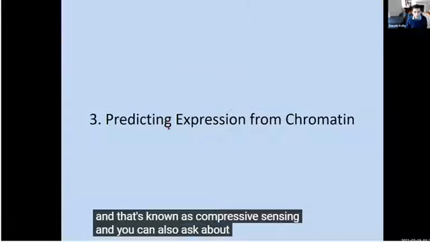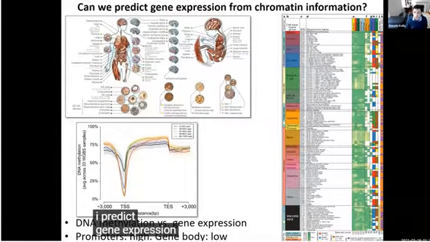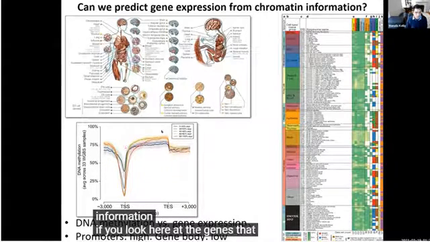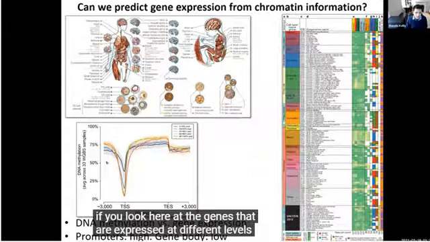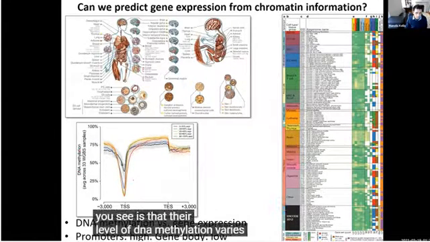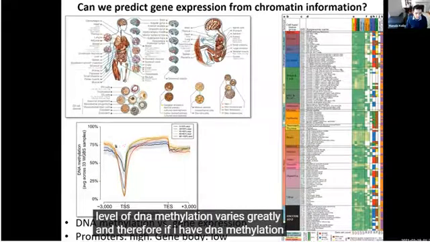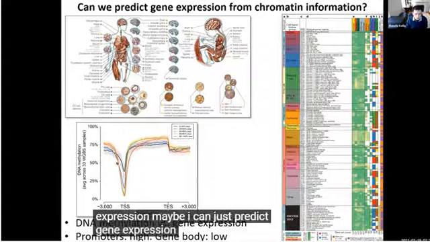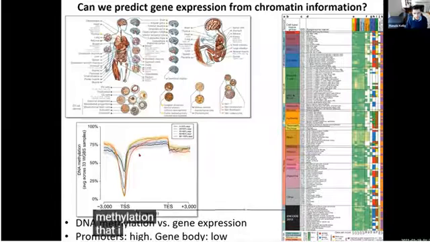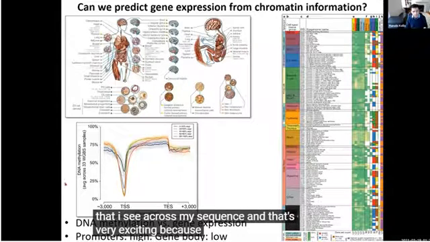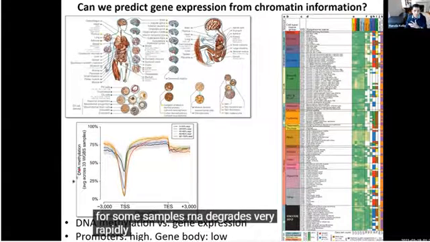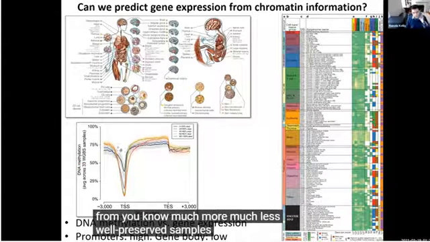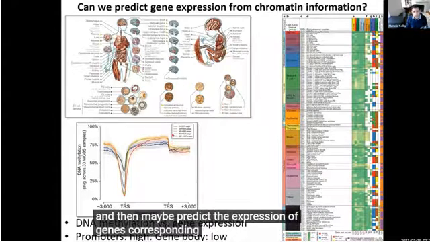And you can also ask about how well can I predict gene expression from chromatin information. If you look here at the genes that are expressed at different levels, what you see is that their level of DNA methylation varies greatly. And therefore, if I have DNA methylation for these genes, maybe I don't need to measure gene expression. Maybe I can just predict gene expression based on the pattern of methylation that I see across my sequence. And that's very exciting because for some samples, RNA degrades very rapidly, but I can find DNA methylation from much less well-preserved samples, and then maybe predict the expression of genes corresponding to that.